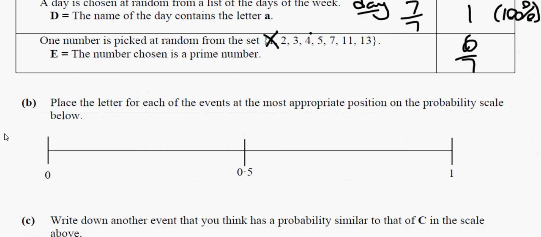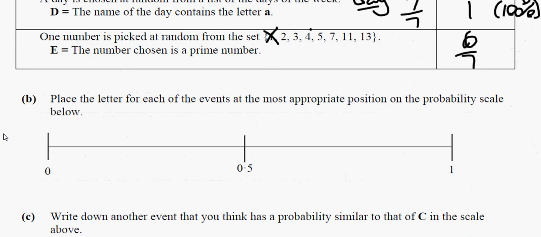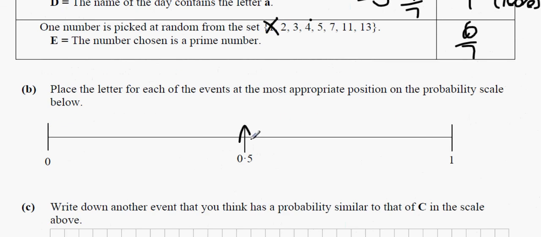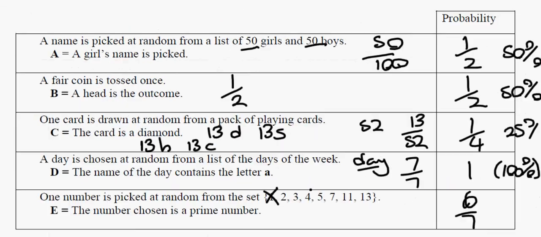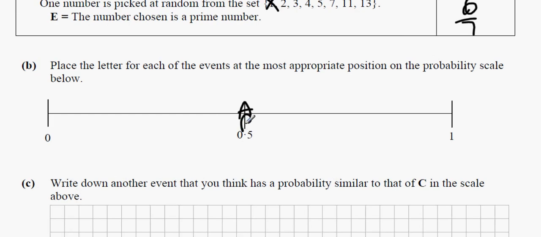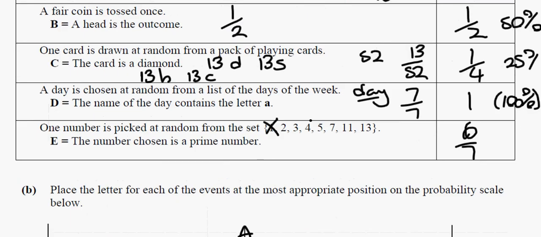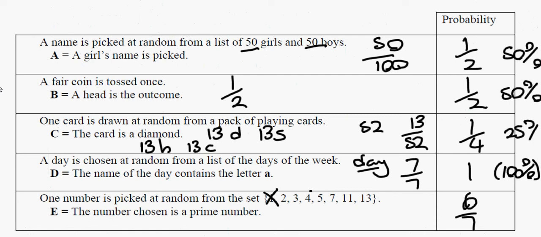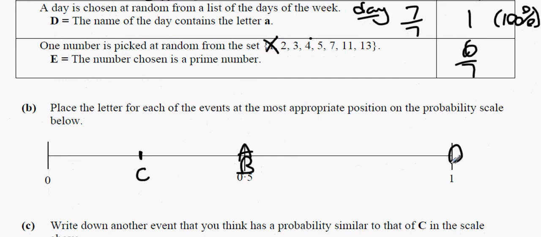Place the letter of the events on the most appropriate position on each scale, right? So A is 50%, which is 0.5. B is also 50%, which is 0.5. C is 25%, which means it will go dead center between the two of them at 0.25. D is 100%, which would be here. And E is 6 over 7. So 6 over 7 is roughly 86%, so it will be somewhere up here, E. Okay, it'll be over halfway, so that's E there.